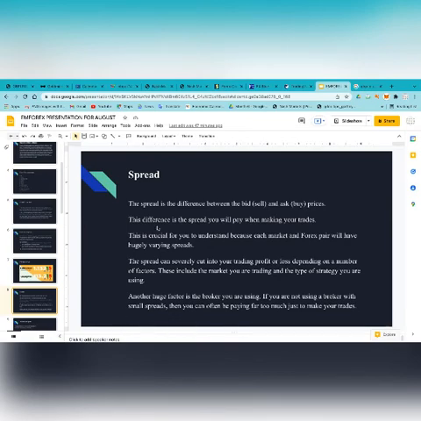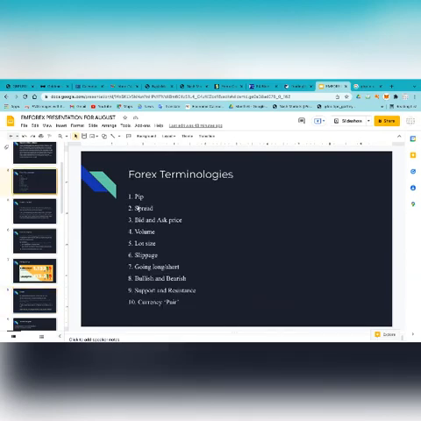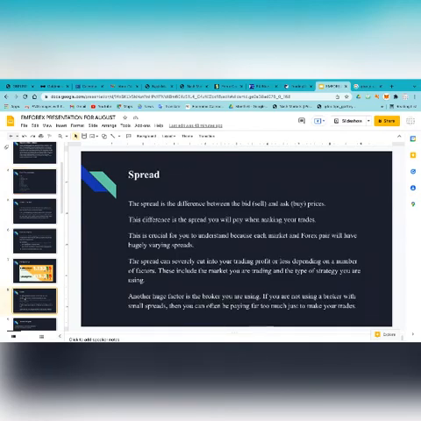So now, spread. The spread is the difference between the bid and ask. You can see the spread, and you can see the bid and ask listed here. These are different terminologies, and one terminology is leading us into two others. So the spread is the difference between the bid and the ask price.